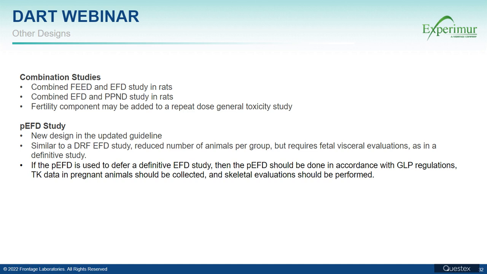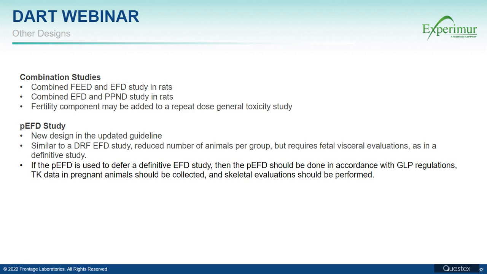A fertility component may also be added sometimes to standard general toxicity studies to see if there were some effects previously seen in the reproductive organs. That is possible. There's a PEFT study that's a new design in the updated guideline. It's similar to a dose range finding embryo-fetal development study, but has a small number of animals, but it also requires visceral evaluations, as is required in the definitive study.